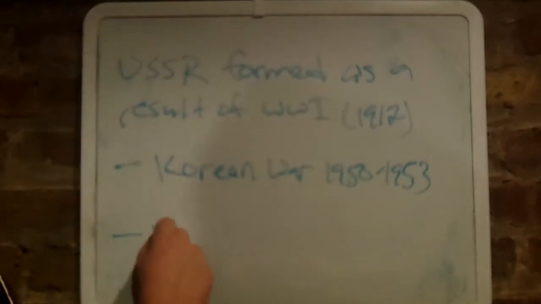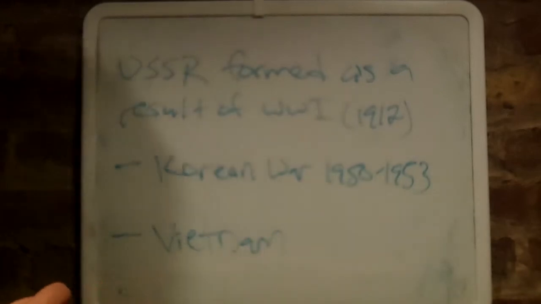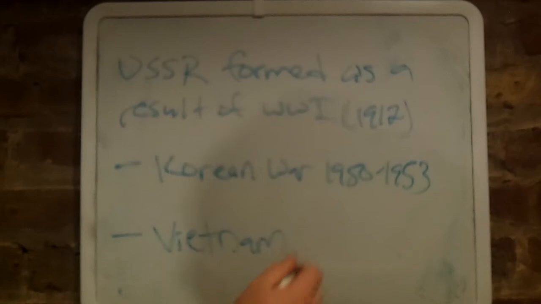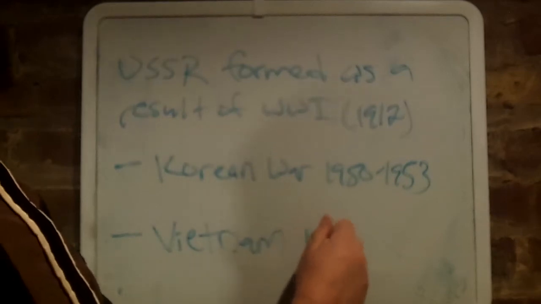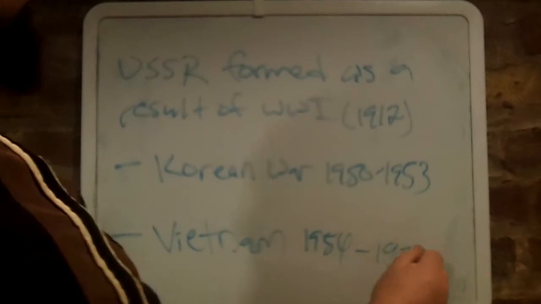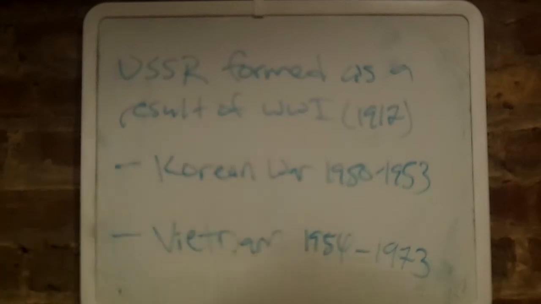And then later there was the Vietnam War, which, depending on how you look at it, America started getting involved in the mid-50s. So for America's involvement, it was about 1954 to 1973. So it was about 20 years, give or take. And that, of course, ended in the communists taking over all of Vietnam.